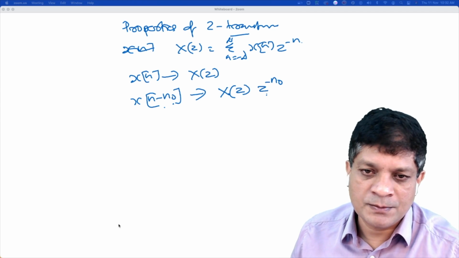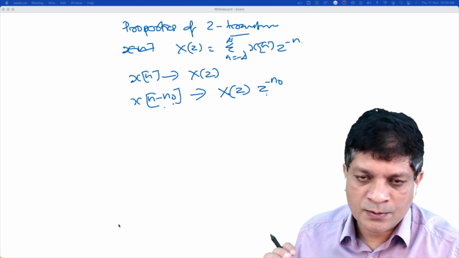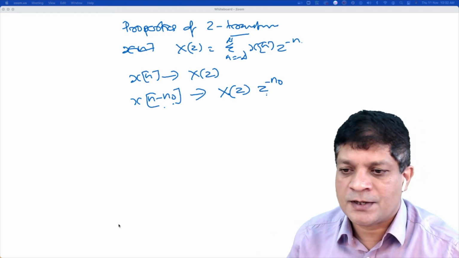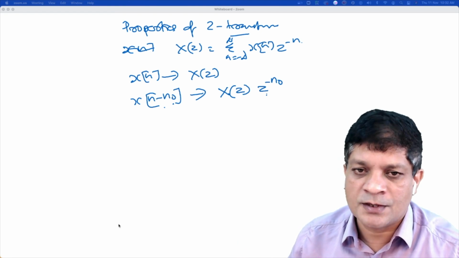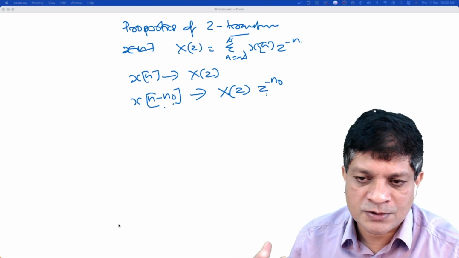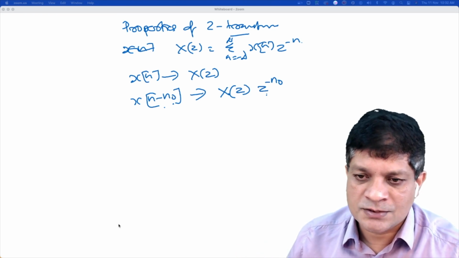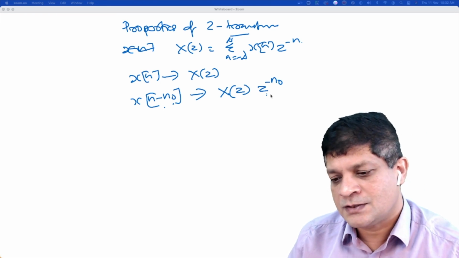Remember when we derived the properties of the Laplace transform, we looked for the location of poles, whether some pole is getting cancelled or if some new pole is introduced, then the shape of the ROC changes, isn't it? If the location of the poles remains the same, then there is no change in the ROC. Now tell me, in this case, will there be any change in the ROC?